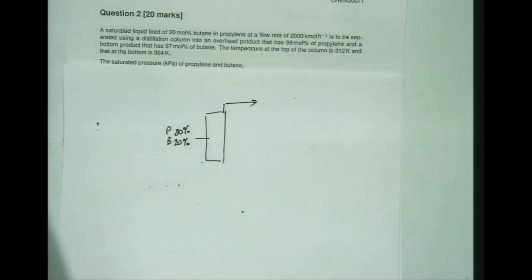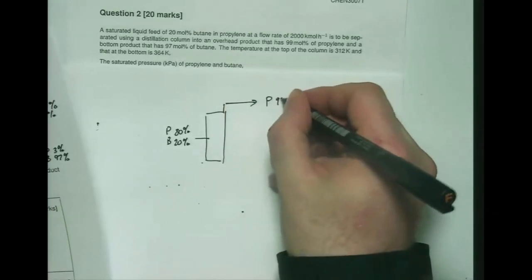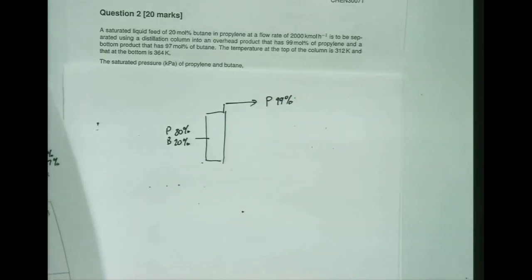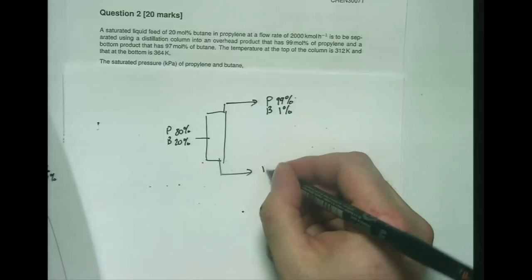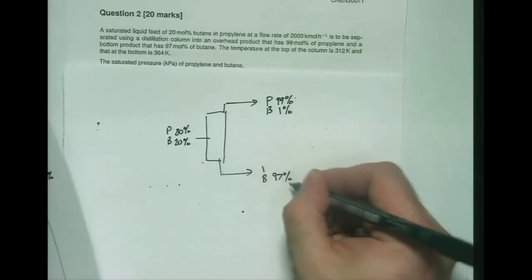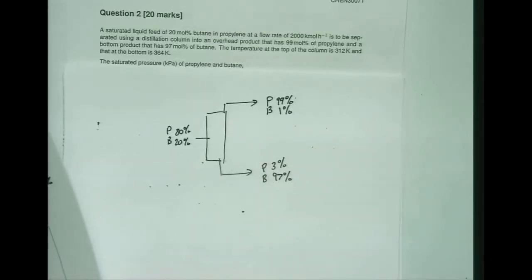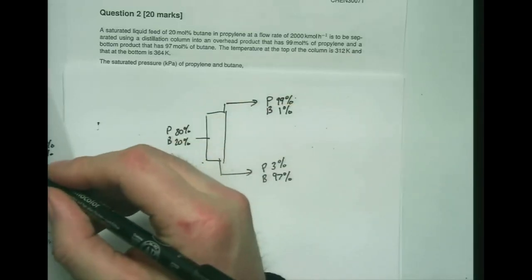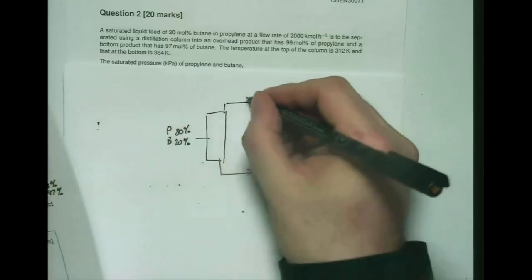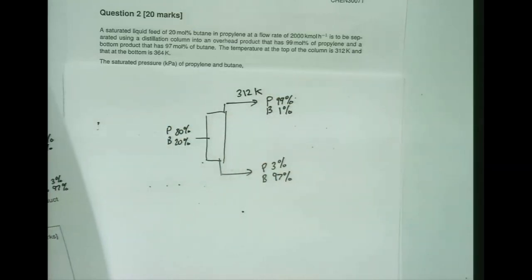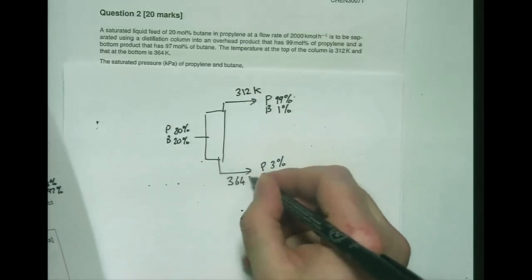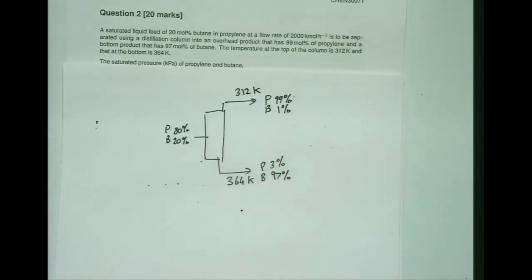We're told that our overhead product is 99% propylene, so therefore must be 1% butane, and our bottom product is 97% butane, so it must be 3% propylene. Okay? We're also told the temperature at the top of the column, that's 312 Kelvin, and the temperature at the bottom of the column, 364 Kelvin. Okay? So that just allows us to keep track of that key information.